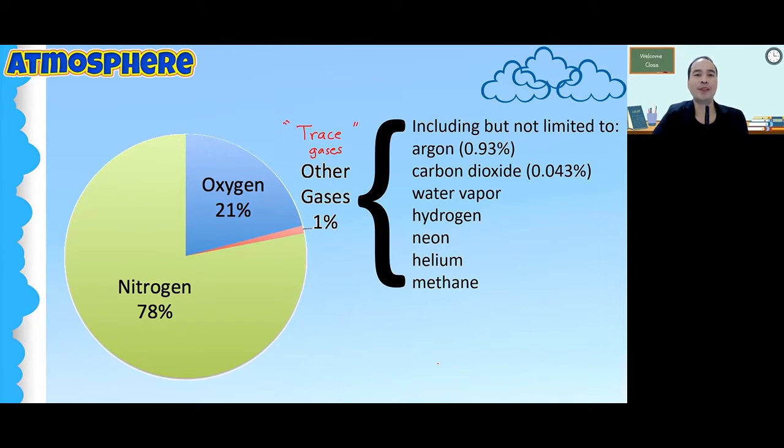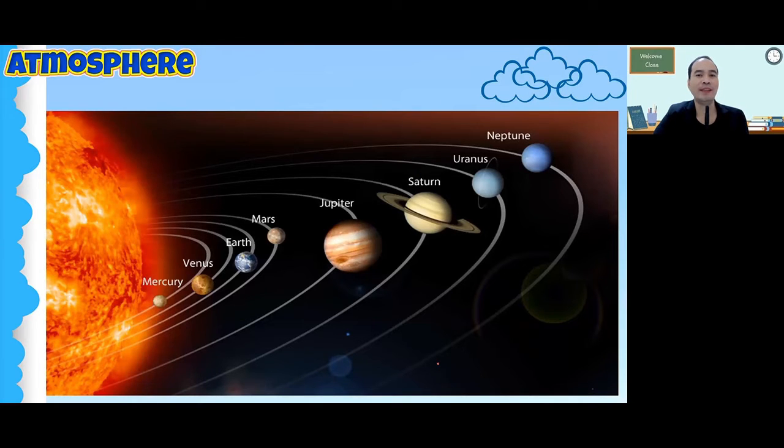Now, let's try to compare our atmosphere with the different gases of your inner planets. So your inner planets include your Mercury, your Venus, your Earth, and your Mars. Your Jupiter, Saturn, Uranus, and Neptune are your outer planets, or sometimes called your gas planets or your Jovian planets. So we will focus more on our inner planets, or the terrestrial planets, or planets that have the presence of soil or rocks.